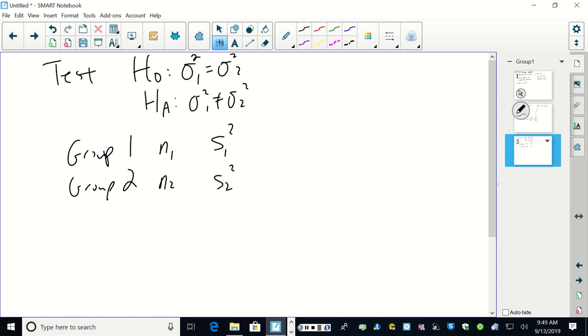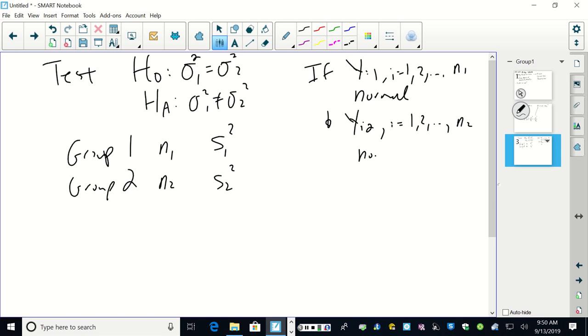Now, if the yi1 in that first group are normally distributed, and the yi2s in group 2 are also normally distributed, then the ratio of the variances has a probability distribution.